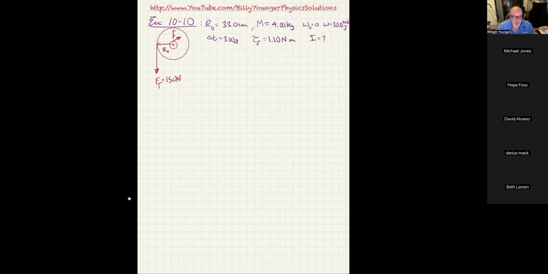Assume the frictional torque is 1.10 meter newtons. I wrote Newton meters at the axle. Determine the moment of inertia of the pulley rotating about its center. So that's what we're trying to calculate. And what we're going to use here is the solution: summation of torques is equal to I times alpha.